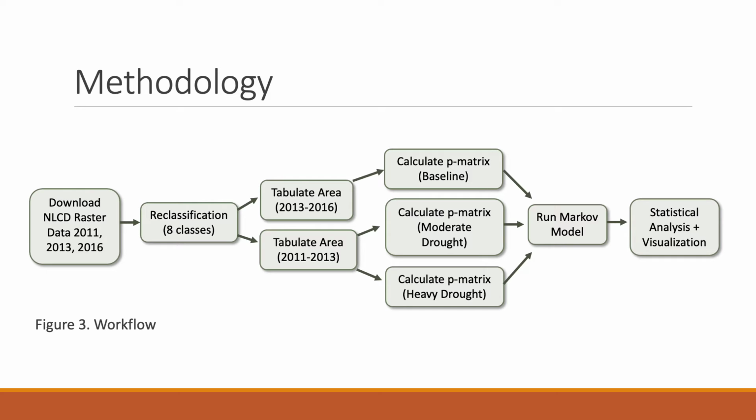Prior to calculating these transition probabilities, the unclassified and water classes were removed in addition to the lowland hardwood land cover, as the study area didn't contain any lowland hardwood land cover. The Markov model was then run through each matrix with a time step of 3 years, and that's based on the 2013-2016 baseline. The results were then analyzed and visualized in R using FSA and ggplot packages.